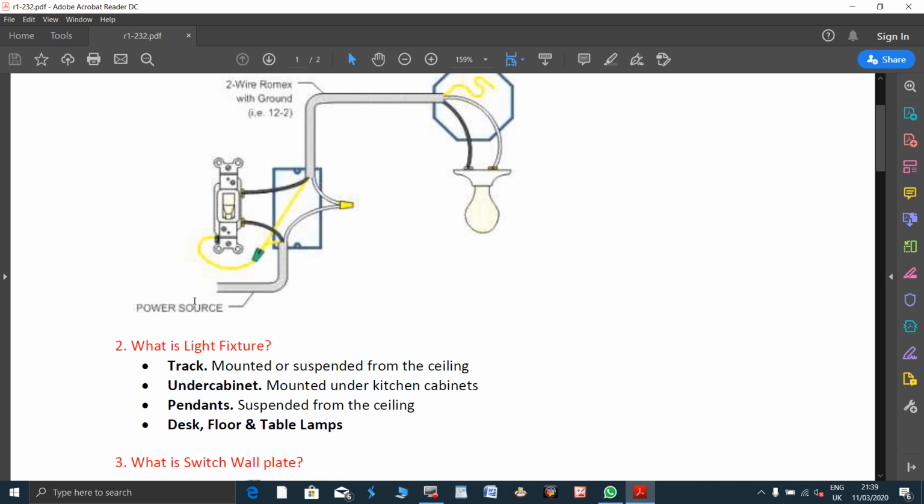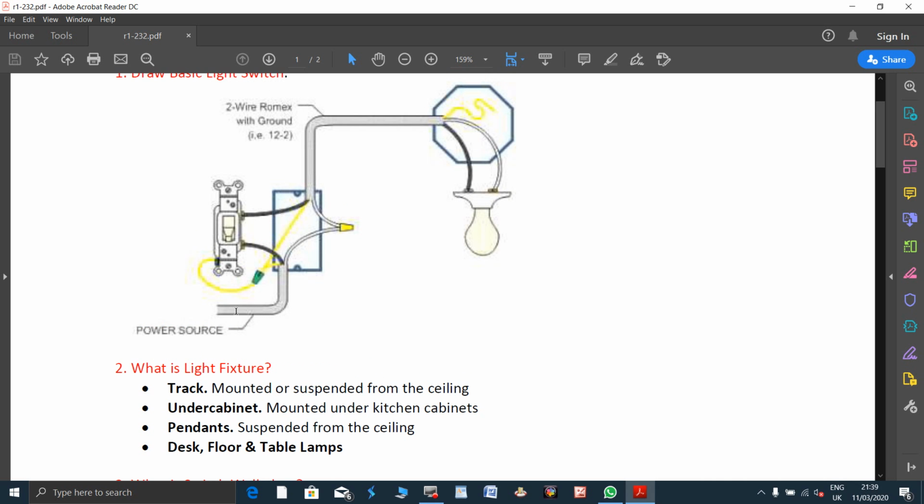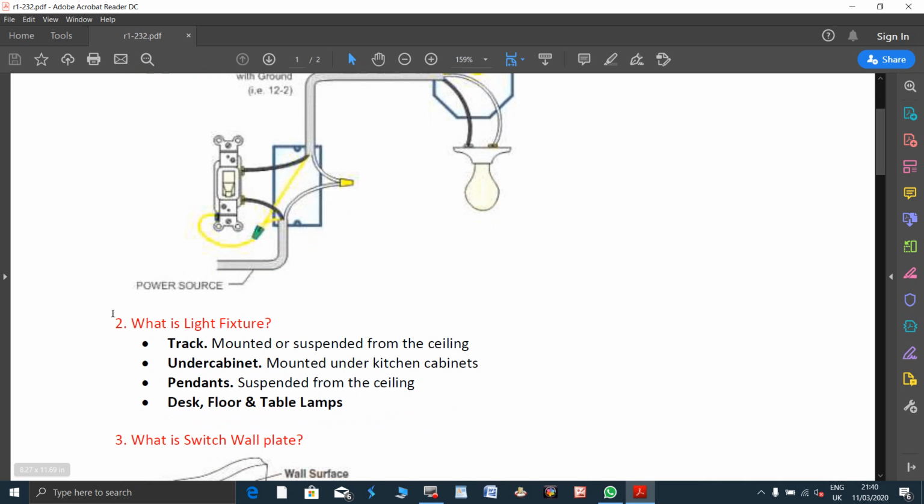Track light fixture is that which is mounted or suspended from the ceiling, like you can see inside the hall, and you can also have fixtures related to under cabinet. These sort of things are used in kitchen cabinets to illuminate the dark places. Similarly, you have pendants which are also suspended from the ceiling along with, say, a fan. And you also have light fixtures that are used alongside a desk, or illuminating the floor, or used for a study lamp and so on.